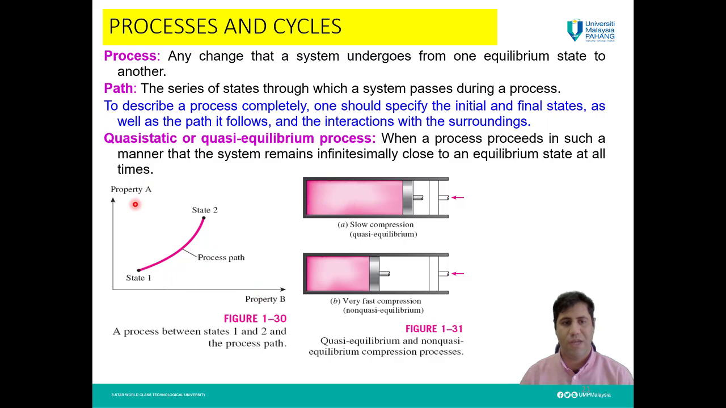The property can be property A, property B, can be temperature, volume, or pressure, volume, and so on. From state 1 to state 2, it is changed. Here is one equilibrium state, here is another equilibrium state. We call this a process, where the system goes from state 1 to state 2. But how the system goes from state 1 to state 2 is the process path, or the series of states through which a system passes during a process.